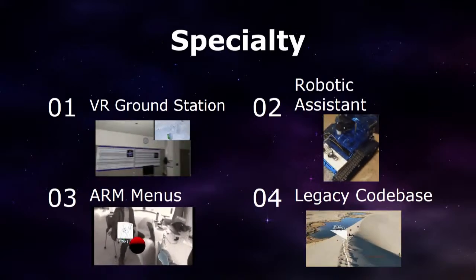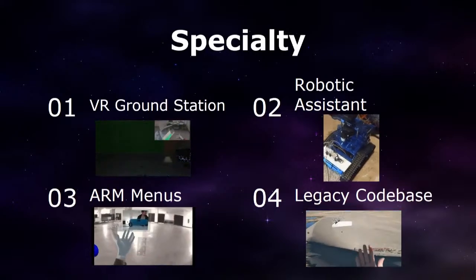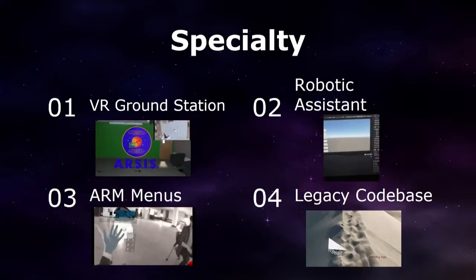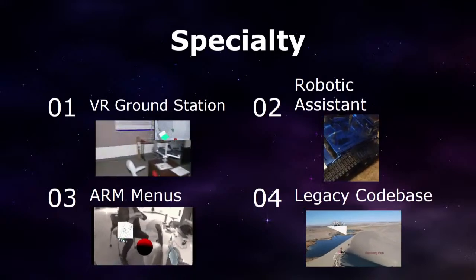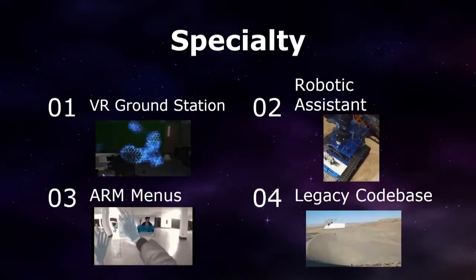The next big thing that we have is our Robotic Assistant, which is new as of this year. The big advantage of this is that we can do video feedback to both the ground station and the HoloLens from the rover. It can also be controlled from the HoloLens, and in the future we want to make it controllable from the ground station as well, as a backup.